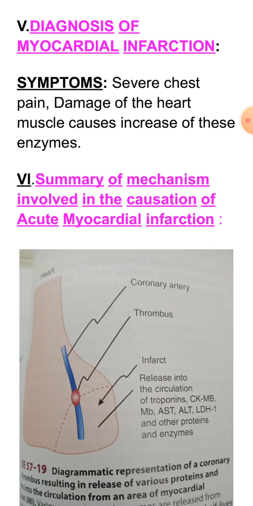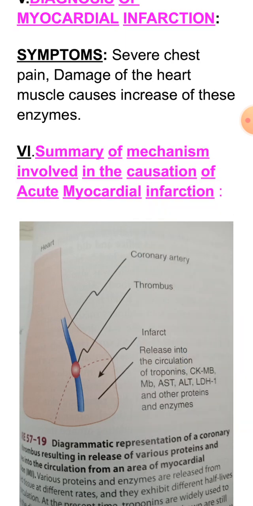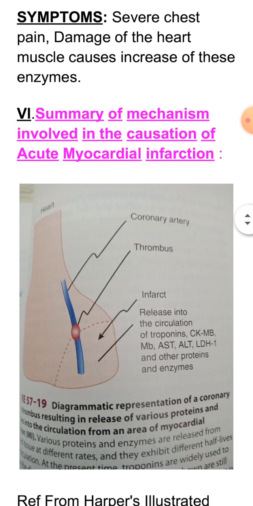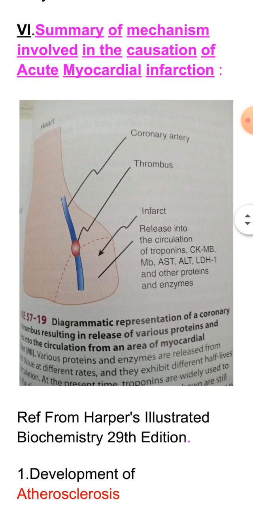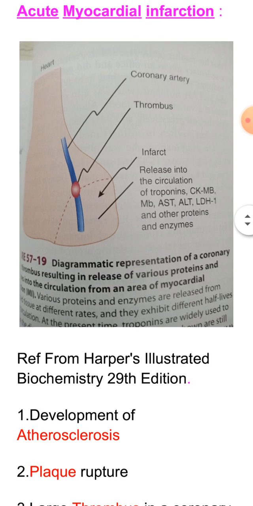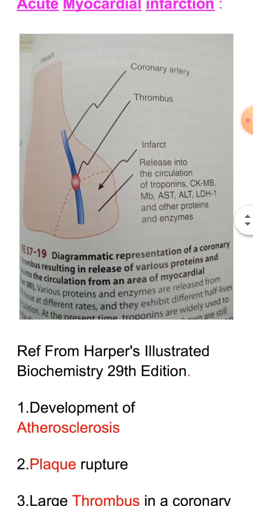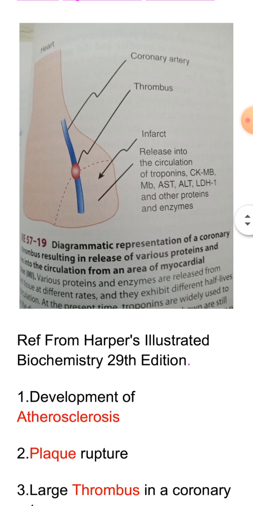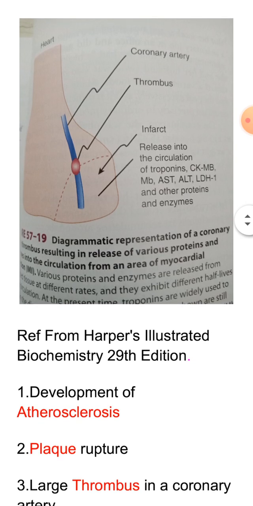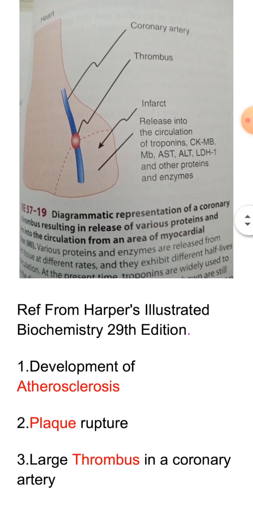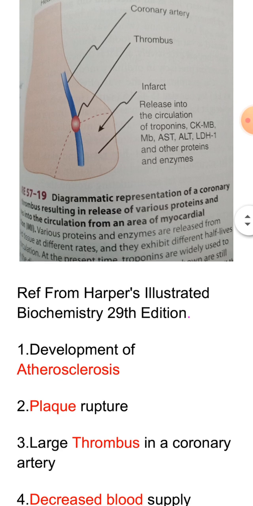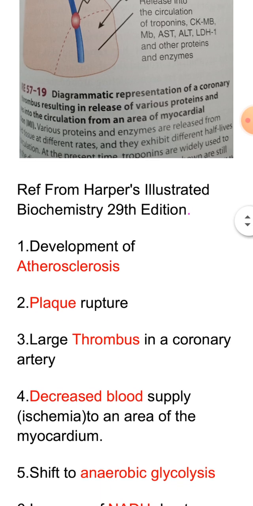Symptoms: severe chest pain. Damage of the heart muscle causes increase of these enzymes. Summary of the heart: the blue colored portion is the coronary artery, and the red one the thrombus. The dotted line indicates the infarct area or the damaged area of the heart. So what happens? Release into the circulation of troponin, CK-MB, AST, ALT and LDH as proteins and enzymes, even in Harper's Illustrated Biochemistry.